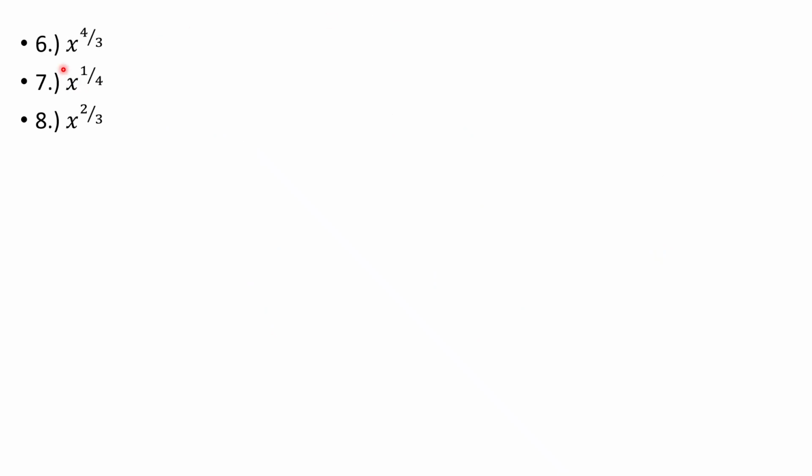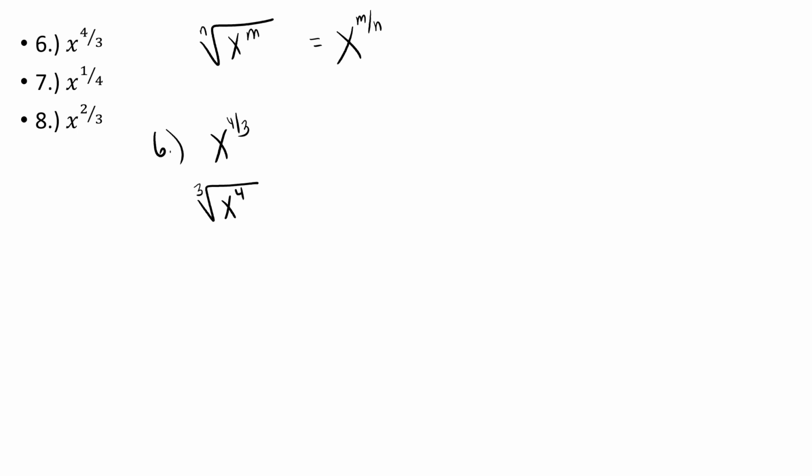All right, next batch. Now these ones, we're going to write them as radicals. So we've got, again, our factoid: the nth root of x to the m is equal to x to the m over n. And this time we're going in the other direction. So we have x to the 4/3, and we're going to rewrite that. The denominator is going to go in the index, and then the numerator is the exponent.